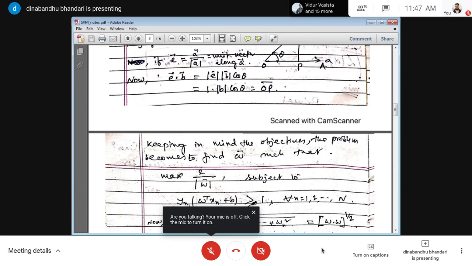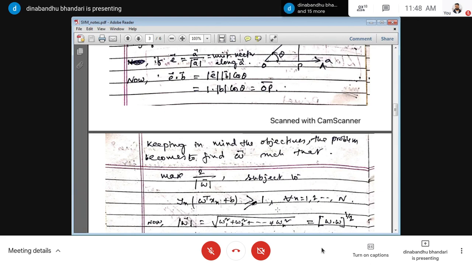But how many such constraints do we have? Capital N, the number of data points, because this has to be satisfied for all the data points. So I have to have capital N number of constraints. That is the first objective we had: all the points have to be classified correctly. And this is the maximization of the margin, the second objective we had.